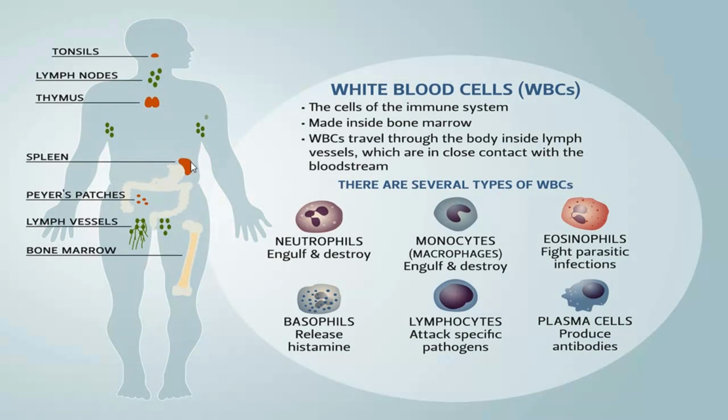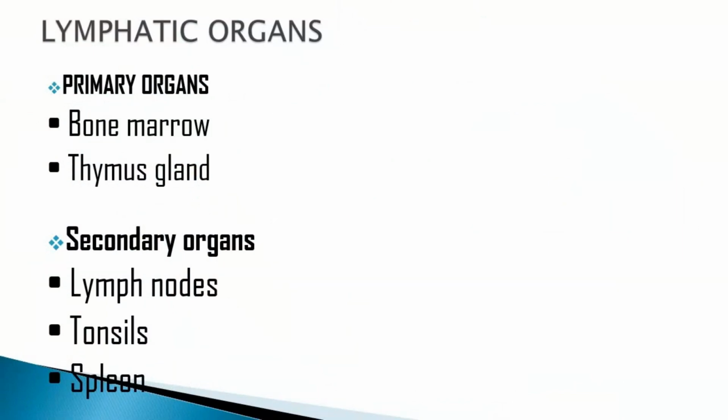The spleen is found near the superior border of the greater curvature of the stomach. Peyer's patches are lymphoid aggregates. So these are simply aggregates of lymphatic cells in the submucosa of your small intestines. So these are your organs of the immune system. Okay, this classification, we've already talked about it. Primary organs and the secondary organs.